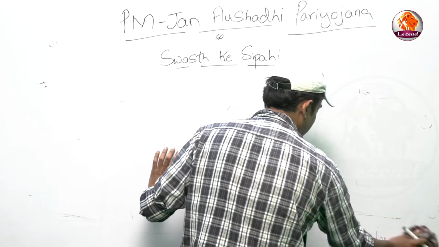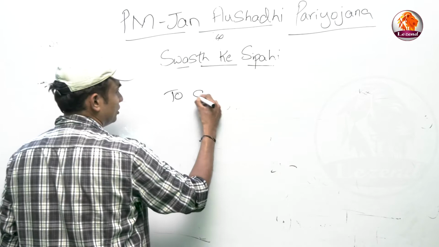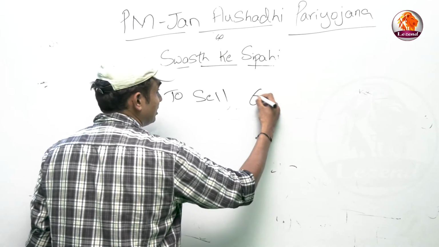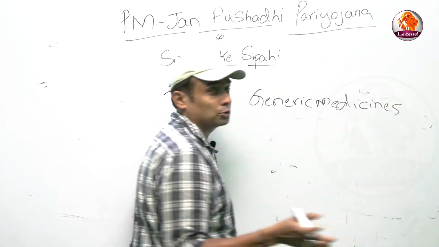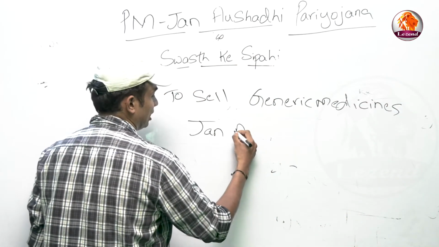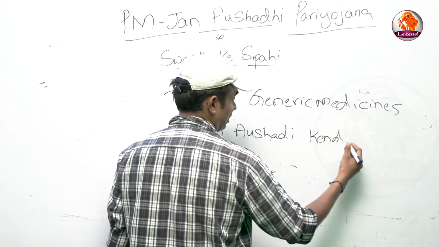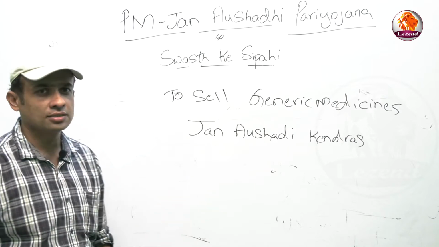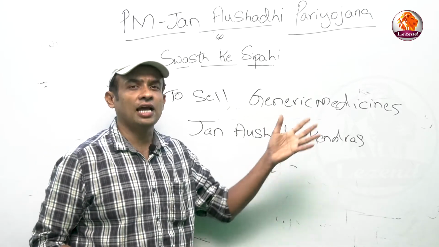So this Jan Aushadhi Pariyojana is to sell these generic medicines to the public through outlets called Jan Aushadhi Kendras. These are generic medical stores, guys. Generic Aushadhi Kendras to the people. Now you have understood what generic medicines are and why they are cheaper.